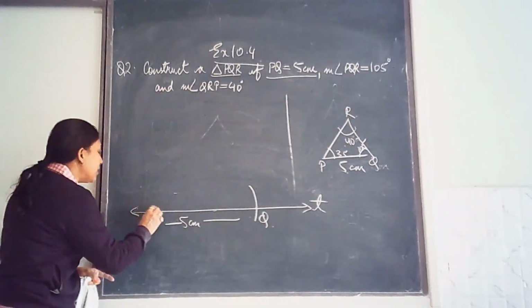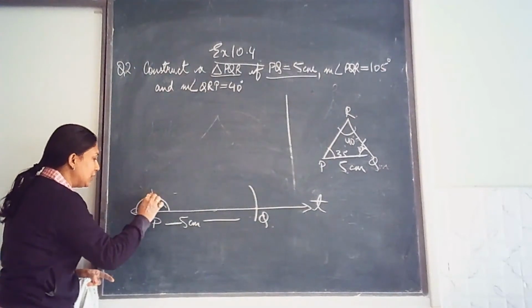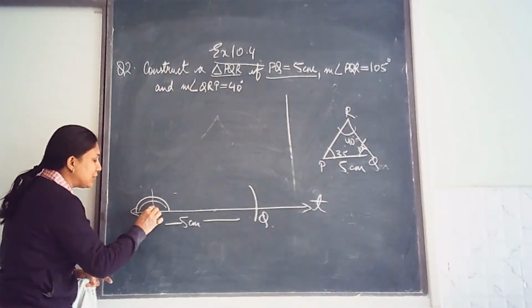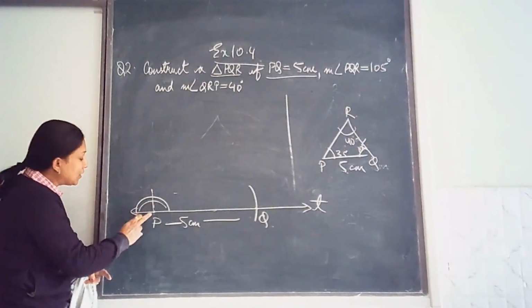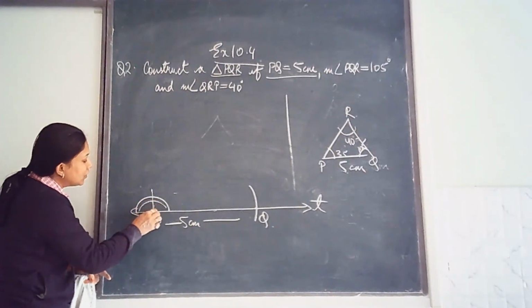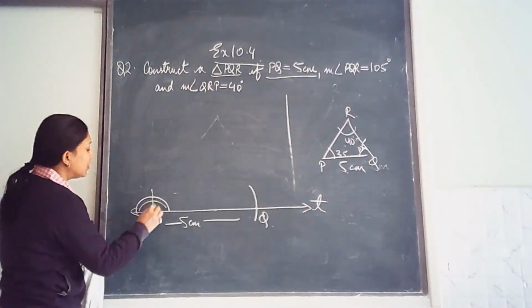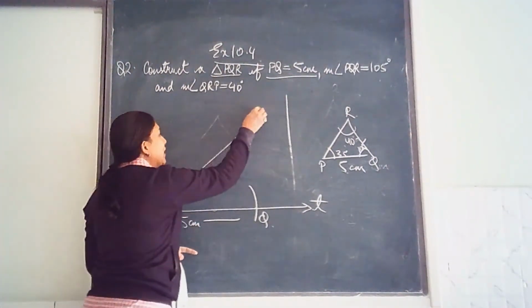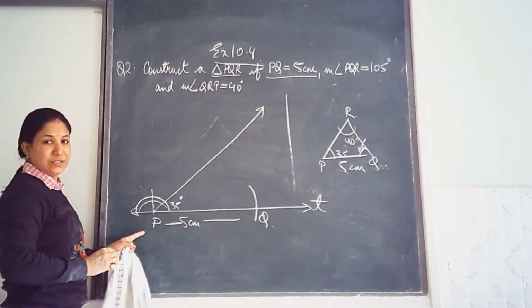Now, taking P as center, place your protractor in such a way that the straight line you have, the 90 degree point, should overlap with this point P. And from here, you measure 35 degrees. Okay? This will be your 35 degrees.